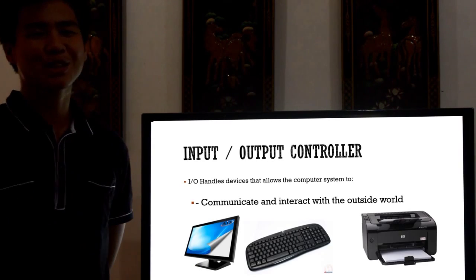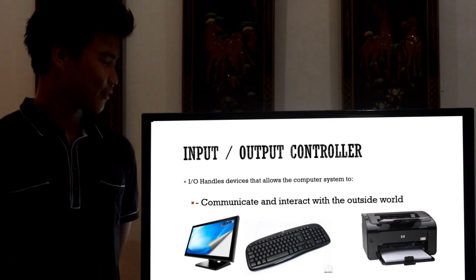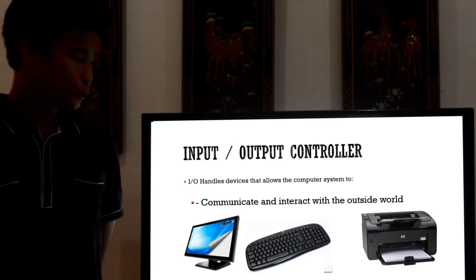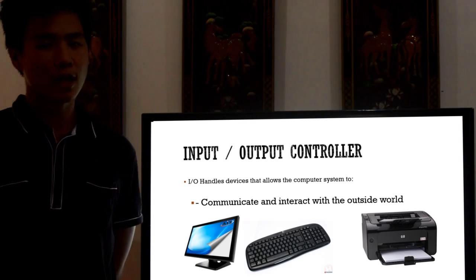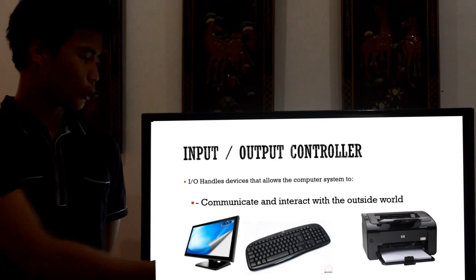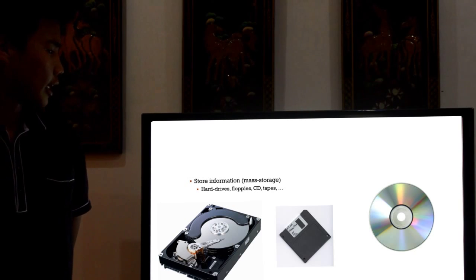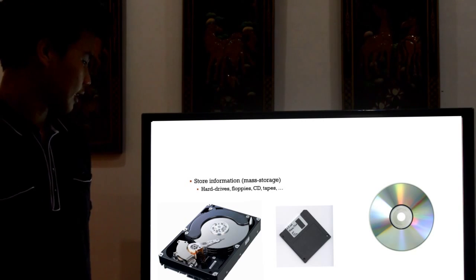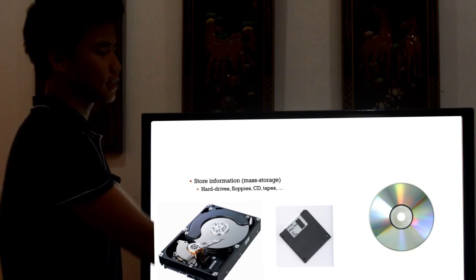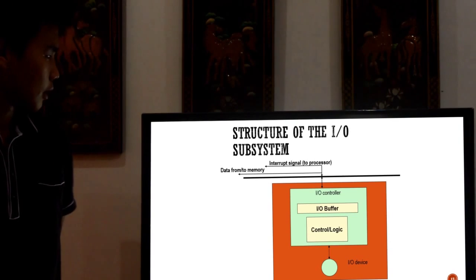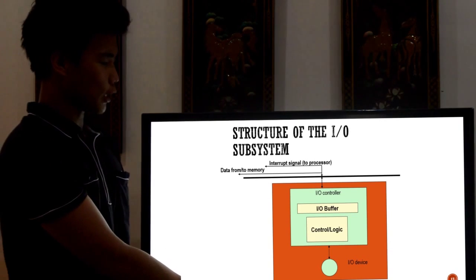The input and output controller. The I/O handles devices that allow the computer system to communicate and interact with the outside world, for example, the monitor, the keyboard, and the printer. It also covers devices that store information, like the hard drives, the floppy disks, the CDs, and the tapes. This is the structure of the I/O subsystem.